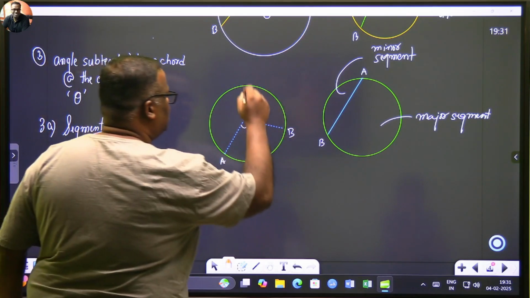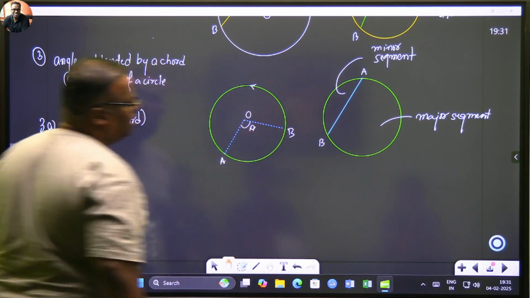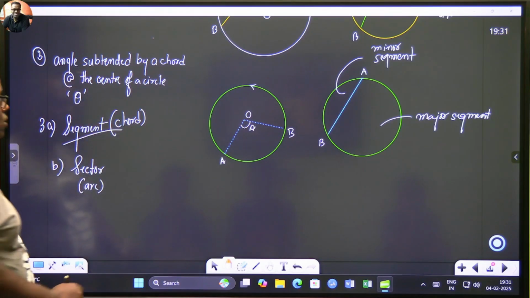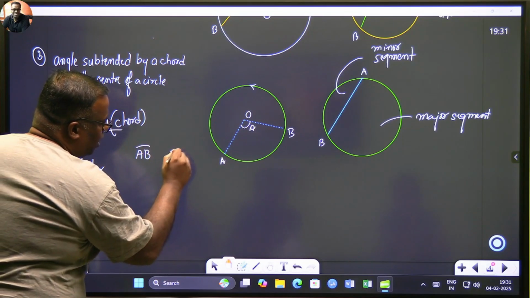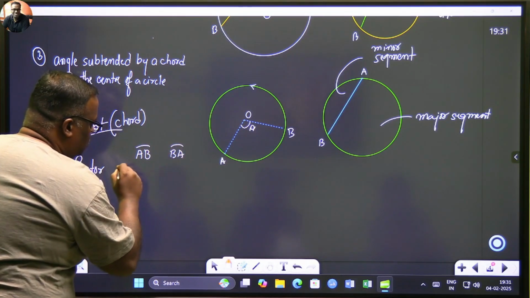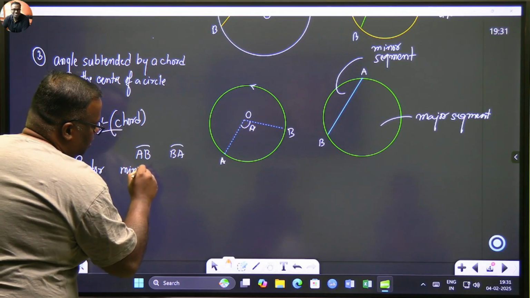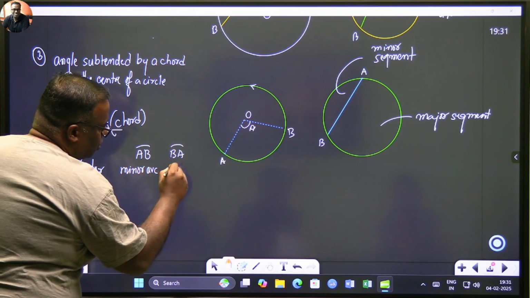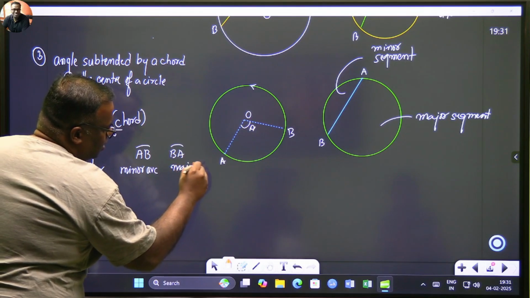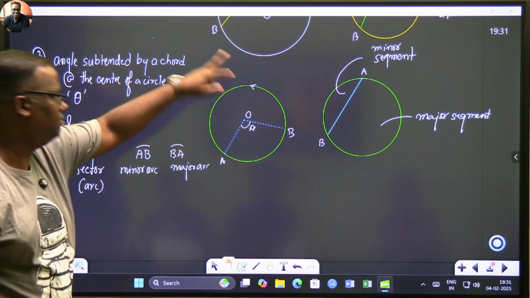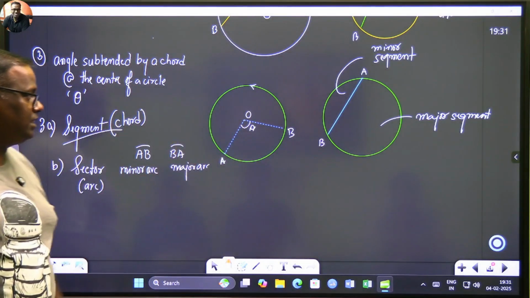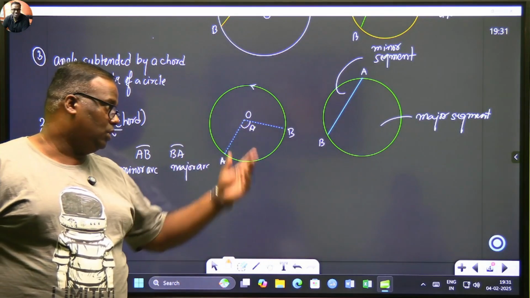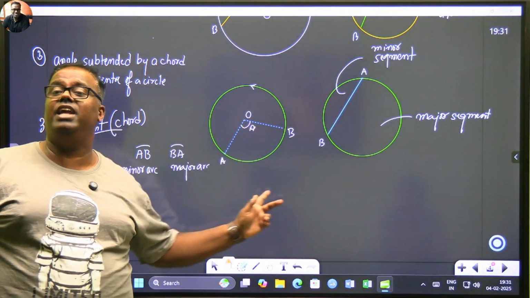So let's put a rotation to this circle. The circle is rotating in this manner. Got it? So I have got an arc which is AB. Do you agree? And I have got an arc which is BA. My AB would be minor arc. Just look at the rotation. So AB is the minor arc, BA is major arc. Sector is the area enclosed between two radii and an arc.